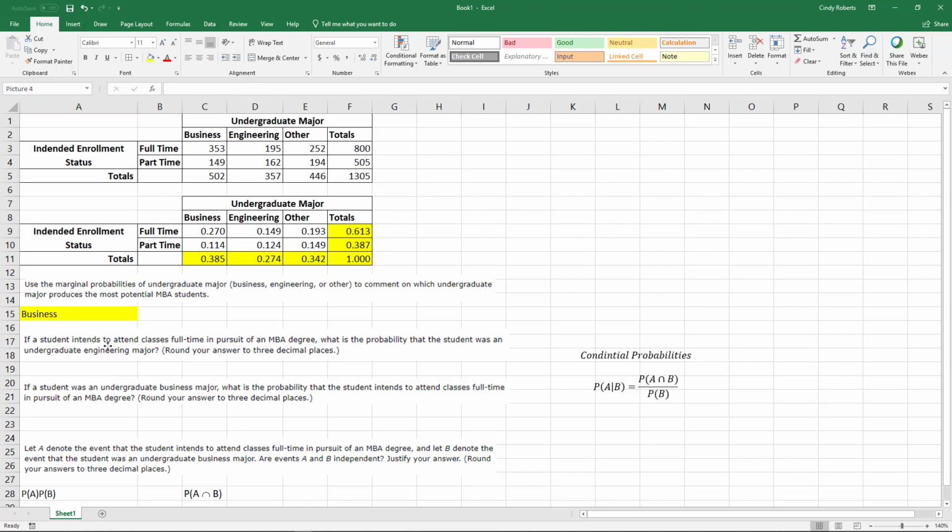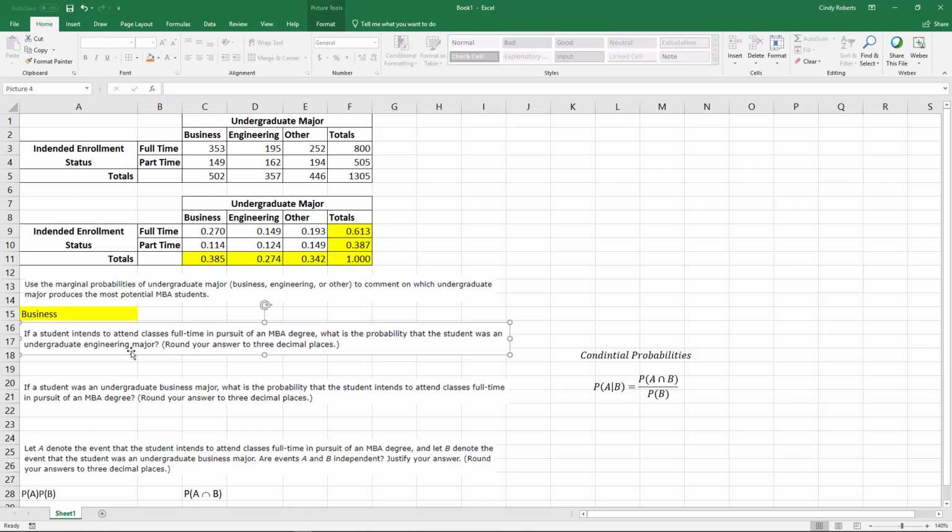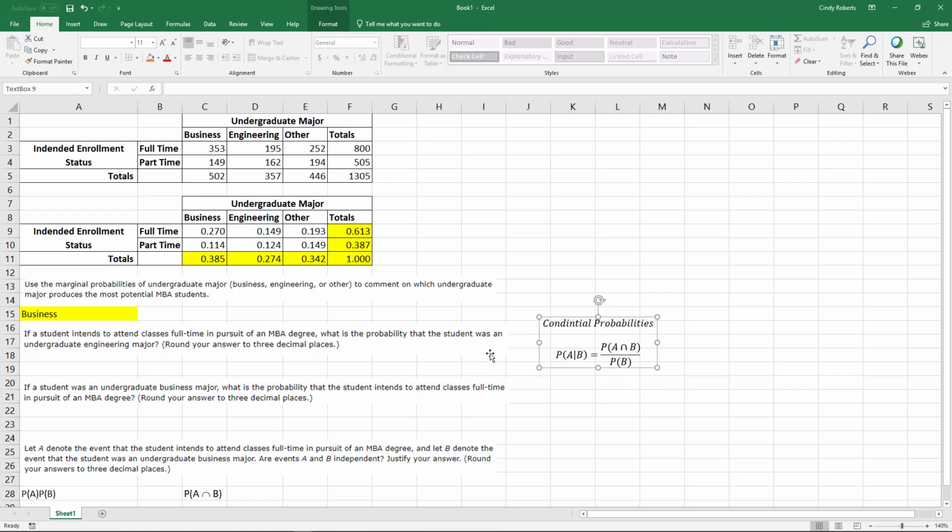All right. If a student, so you already know that they've attended full time, what is the probability that they're an engineering major? This is a conditional probability. Notice how I said that, and you kind of say it backwards. What is the probability they're an engineering student given that they're going to attend class full time? You can't just read the probability straight from the table. You're using this formula.